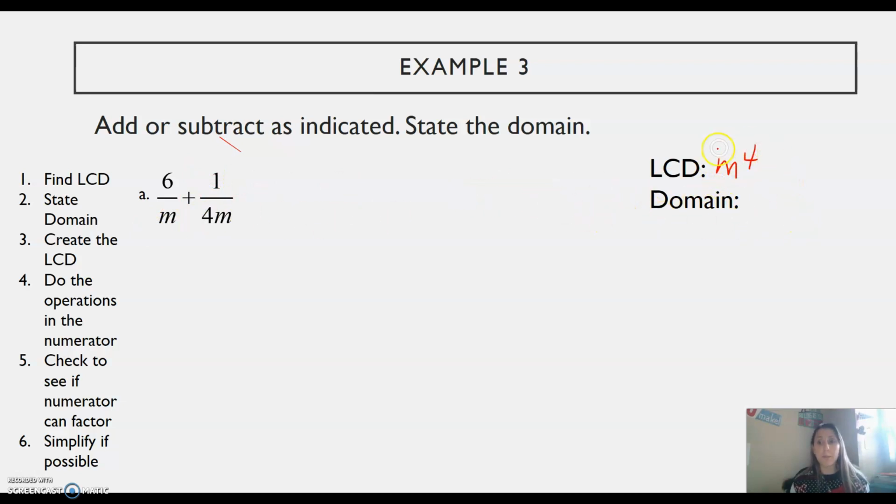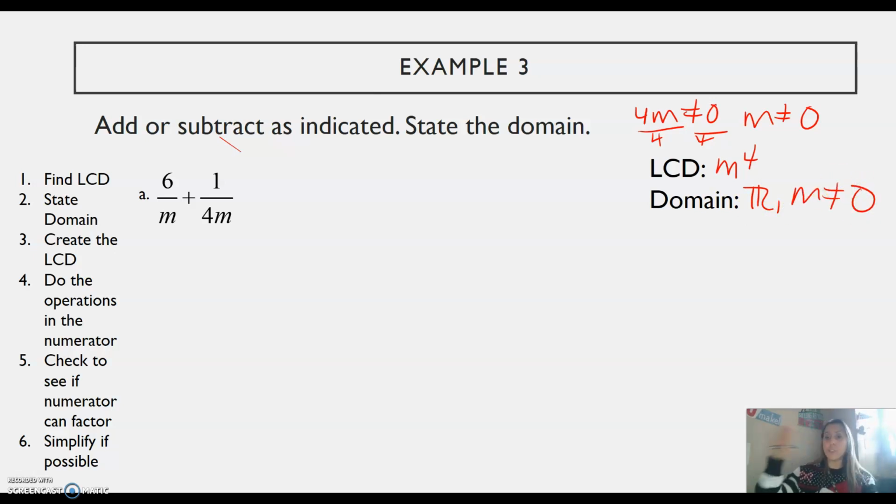So now I'm going to take that 4m, set it not equal to 0. I divide by 4, I get m cannot equal 0. So then my domain is always going to be all real numbers such that m does not equal 0. Okay, steps 1 and 2, done.